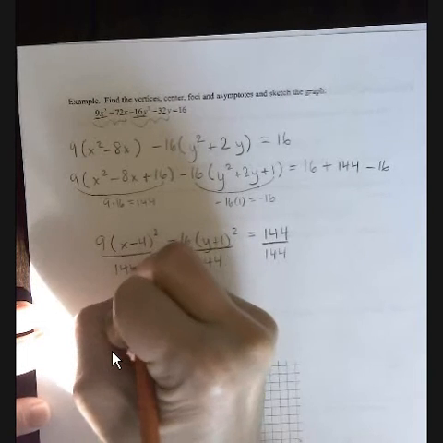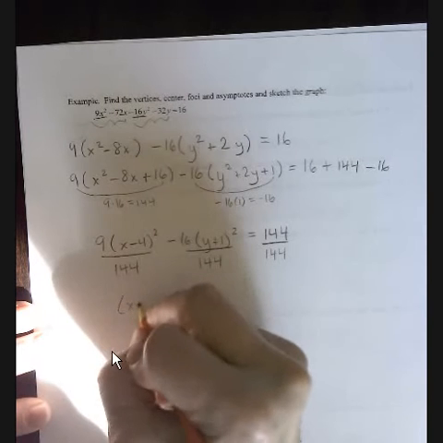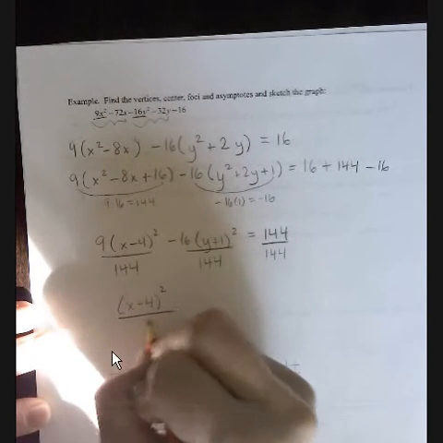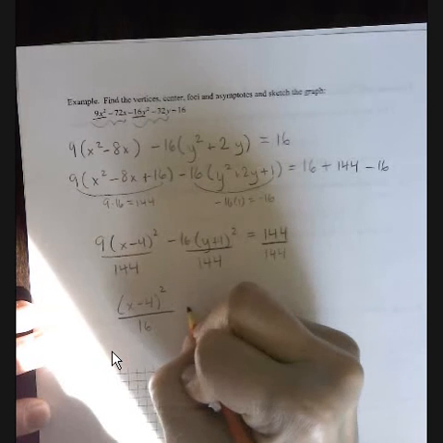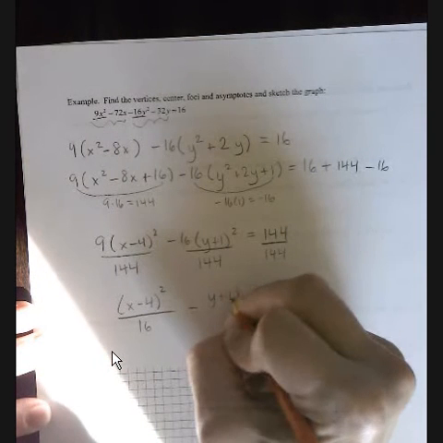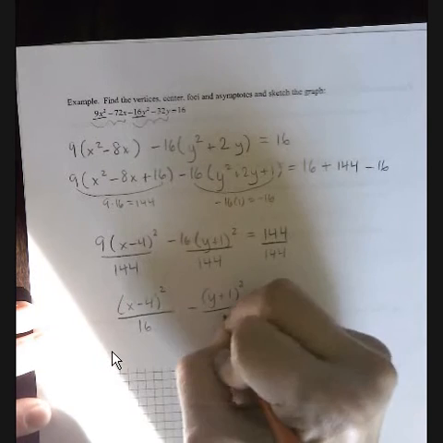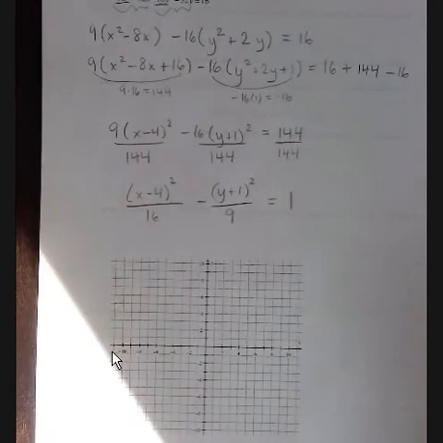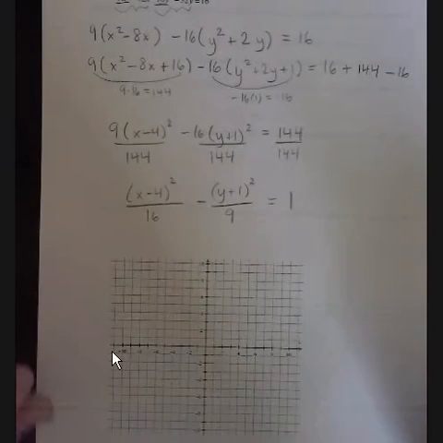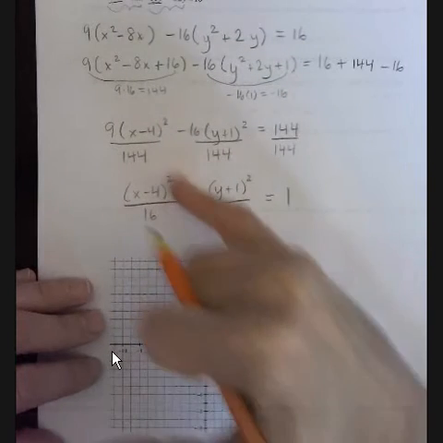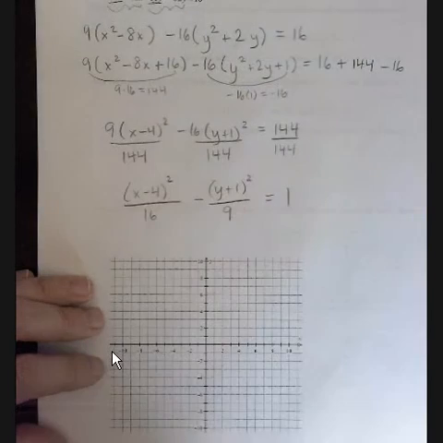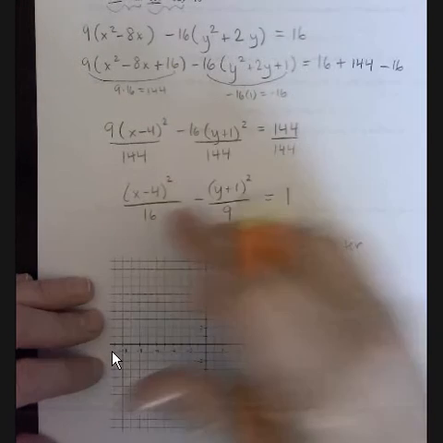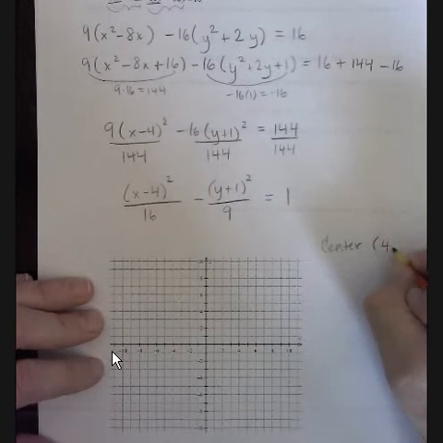And I get (x minus 4) squared over 16 minus (y plus 1) squared over 9 equals 1. Now I know the transverse axis is horizontal because the x term is the positive term. The center is (4, negative 1).